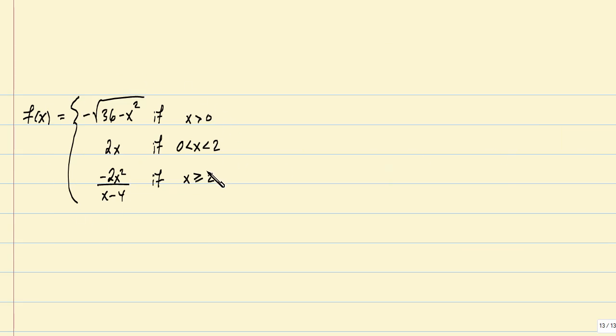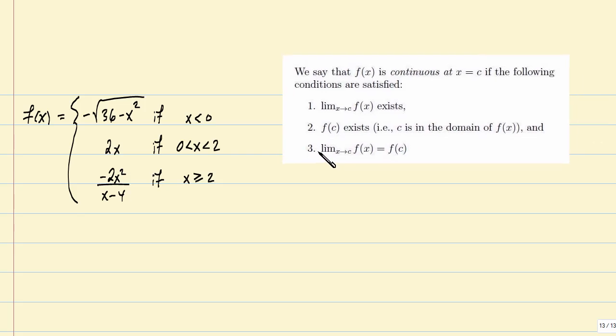Okay, here's our piecewise defined function. So how do we find those x values that create discontinuities in the graph of f of x? Well, remember what it means for a function to be continuous at a point. Essentially, three things have to happen.